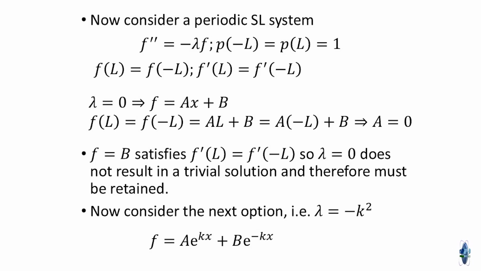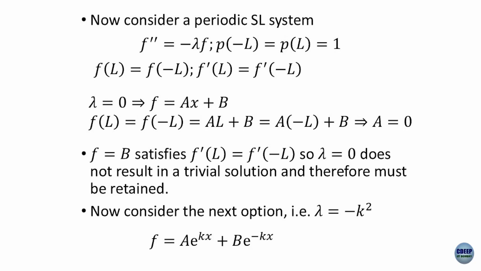The function values at the endpoints are going to be the same. We have taken L and minus L, and the gradient of the function is going to be the same at L and minus L. This is what we have chosen as the representative periodic Sturm-Liouville system.